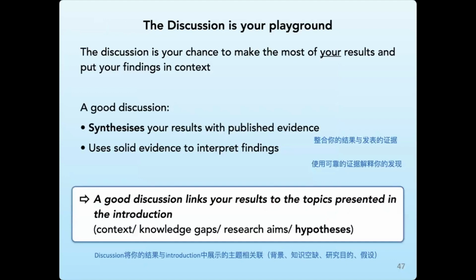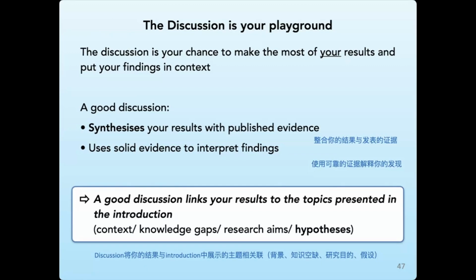So I always like to think of the discussion as my playground. It's my chance to make the most of my results and to put my findings in context. A good discussion needs to synthesize the results of your study with published evidence, and it needs to use that solid evidence to interpret findings. And a really good discussion links the results to topics presented in the introduction.